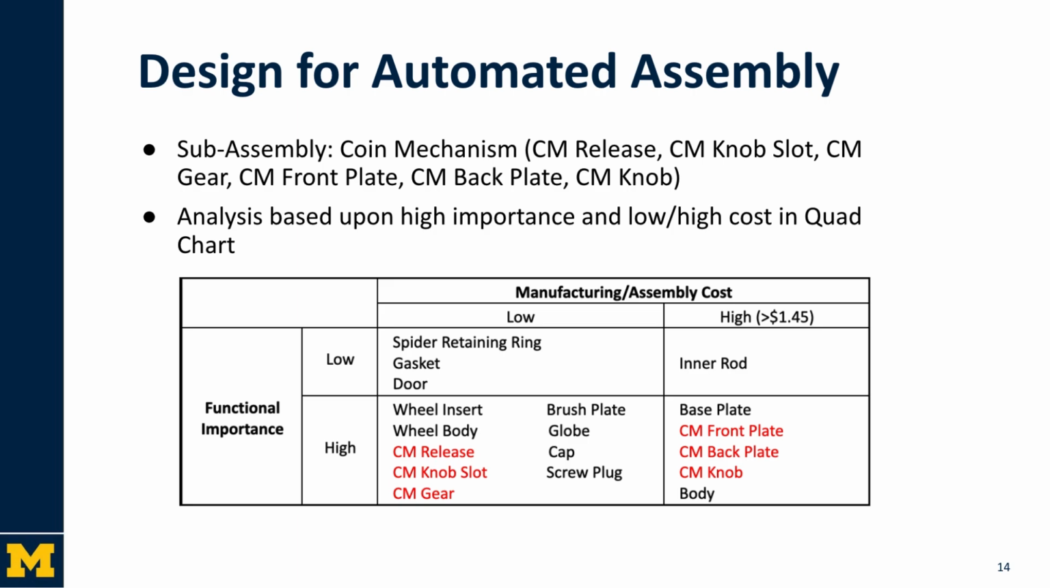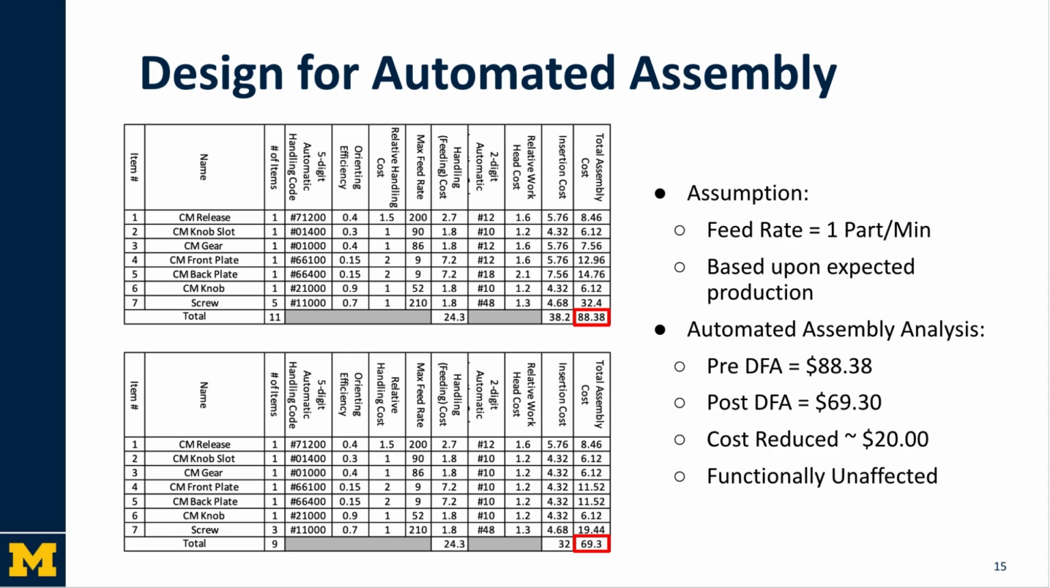Next, we completed our design for automated assembly analysis, focusing on the coin mechanism subassembly, which contains the knob, front plate, back plate, gear, knob slot, and release. These components are justified as they have a high importance and a combination of high and low manufacturing cost, as shown in the quad chart. The pre-automated assembly analysis has a total handling and insertion cost of $88.38.